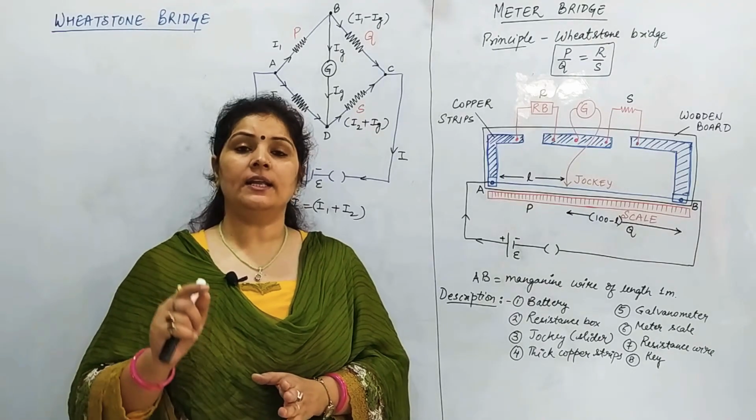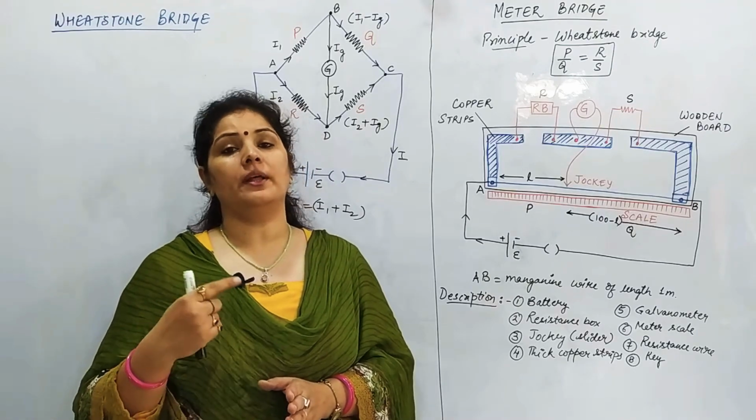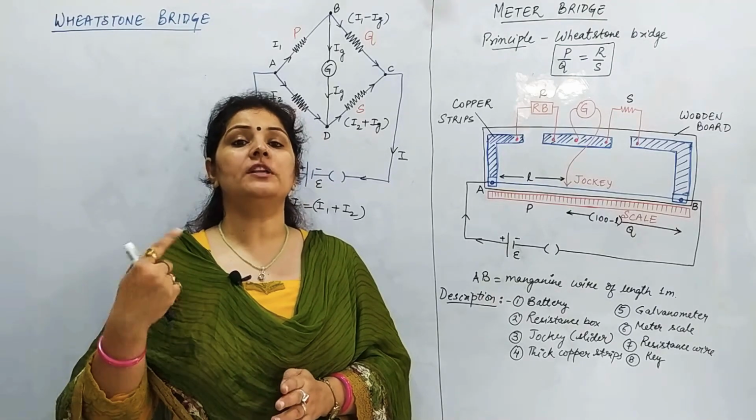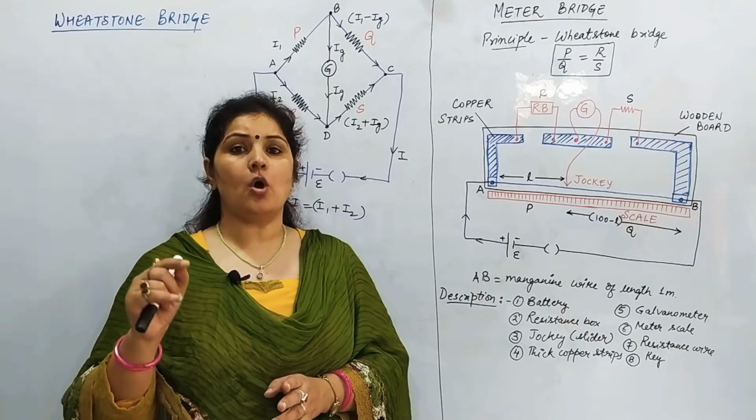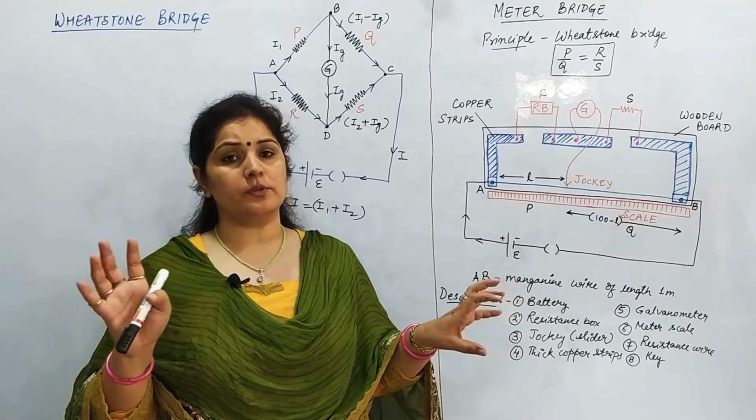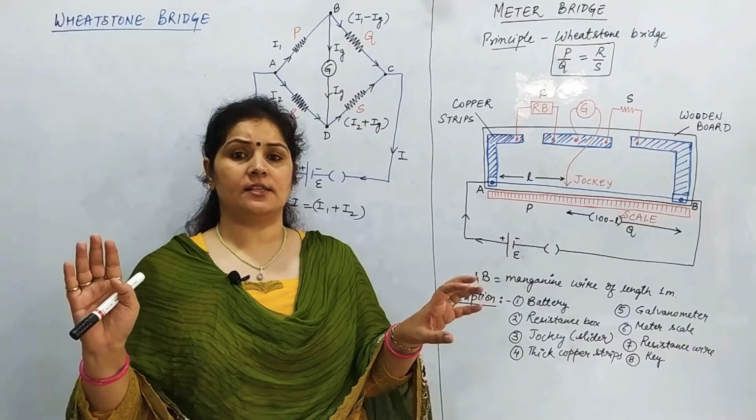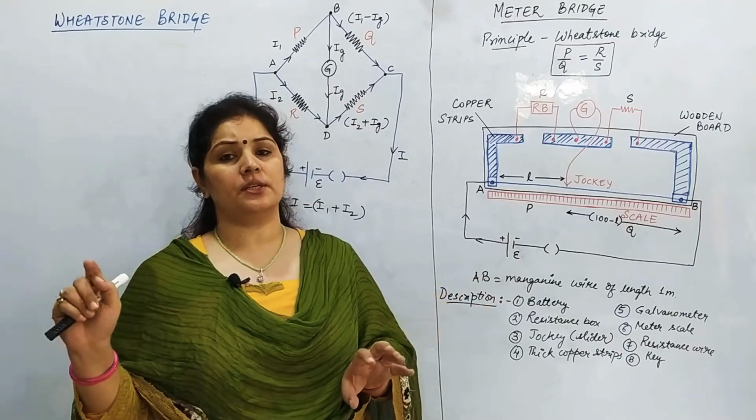Second law says that the summation of all the differences of potential is always 0. That is, the summation of all EMFs is equal to the summation of all I into R, the product of current and resistance. So the summation of delta V is 0.